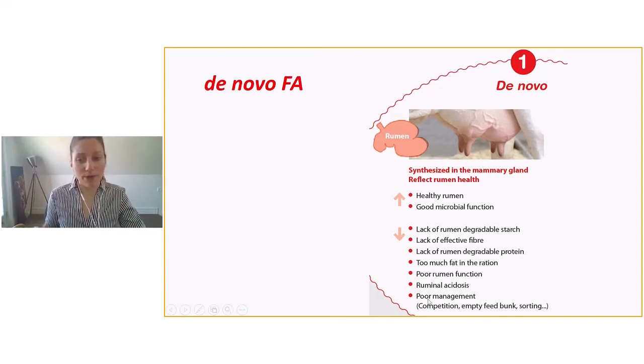If you have bunk feed competition, or an empty bunk, so the ration is not available at all times throughout the day, or if the cows can do some sorting, these are all things that can help to understand why Denovo are below. Again, this is just a list, and you can look at that and put these elements in consideration for your barn depending on your own profile.